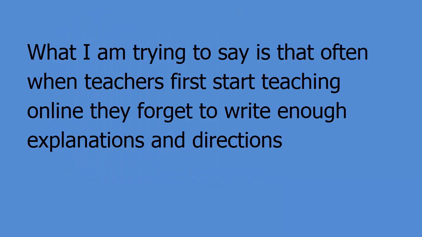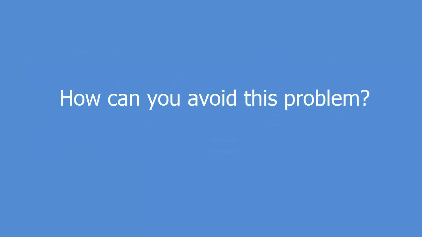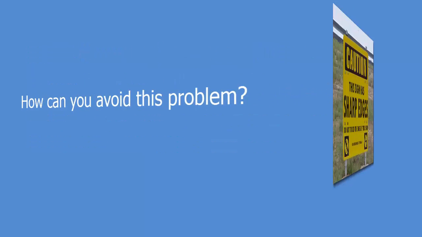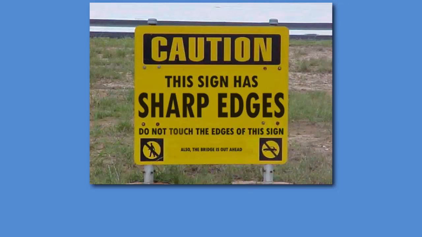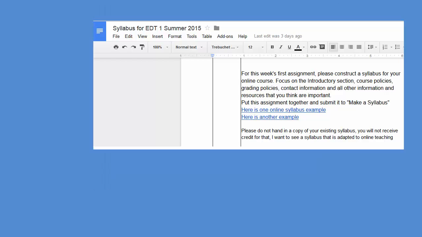What I'm trying to say is that often when teachers first start teaching online, they forget to write enough explanations and directions. How can you avoid this problem? Don't be afraid of redundancy. It's okay to put explanations, examples, directions, and instructions in more than one place, as long as you put this information in logical places, that is.